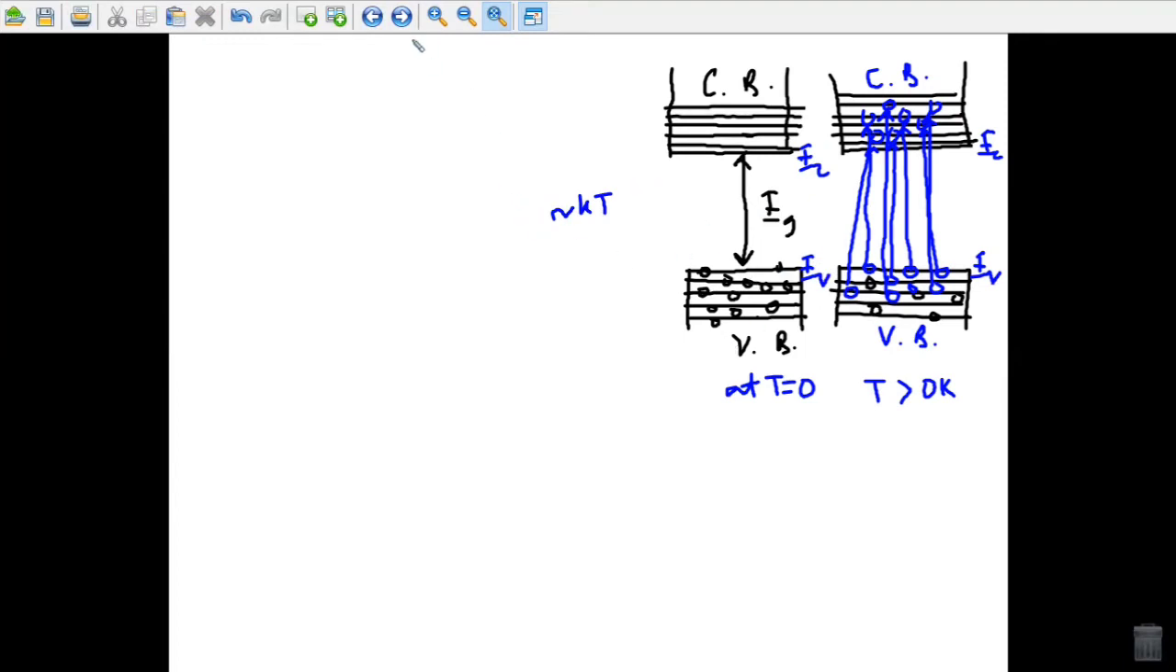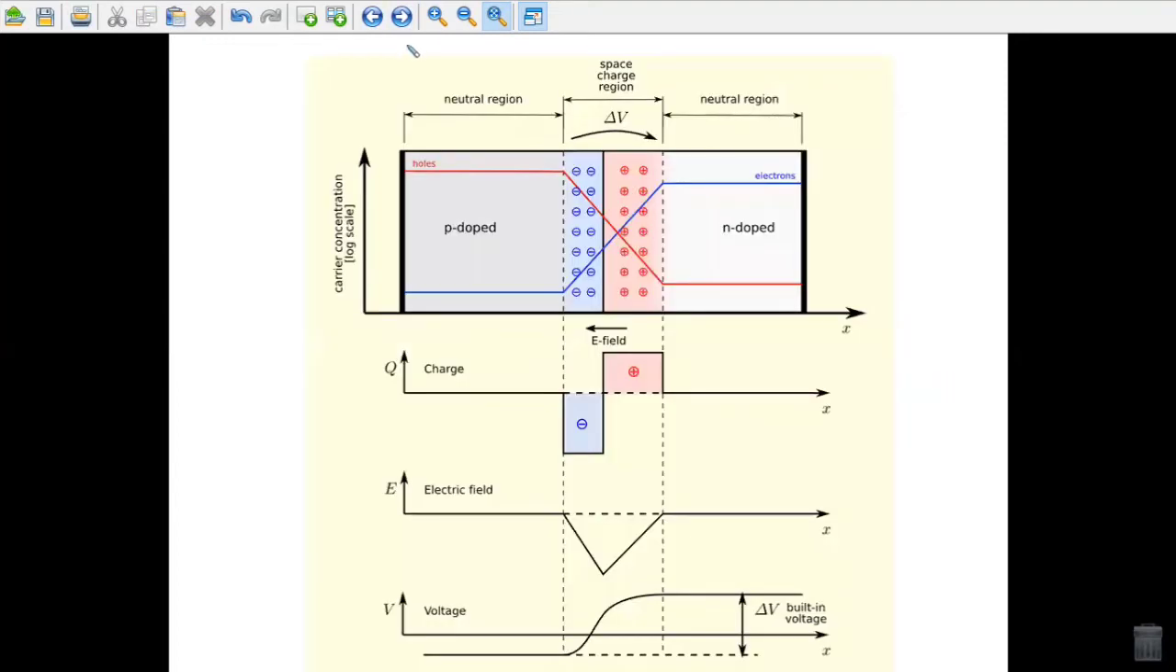This is the mechanism. The other type of semiconductors are the extrinsic semiconductors. Before that, another important feature of the PN junction diode.